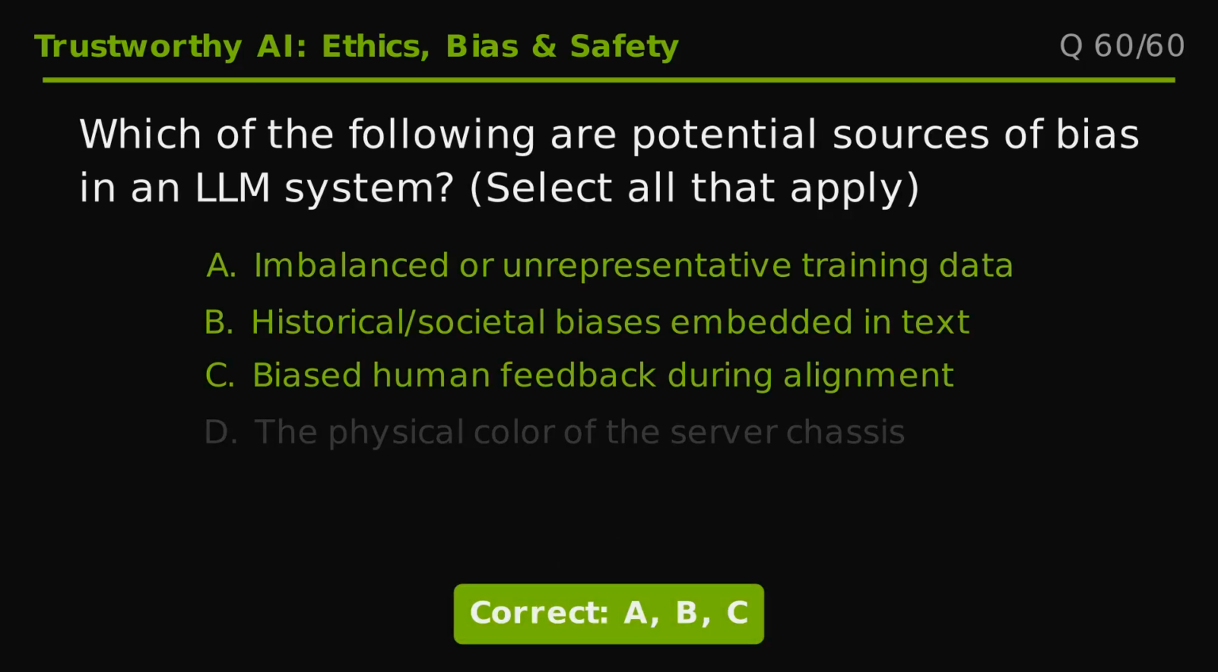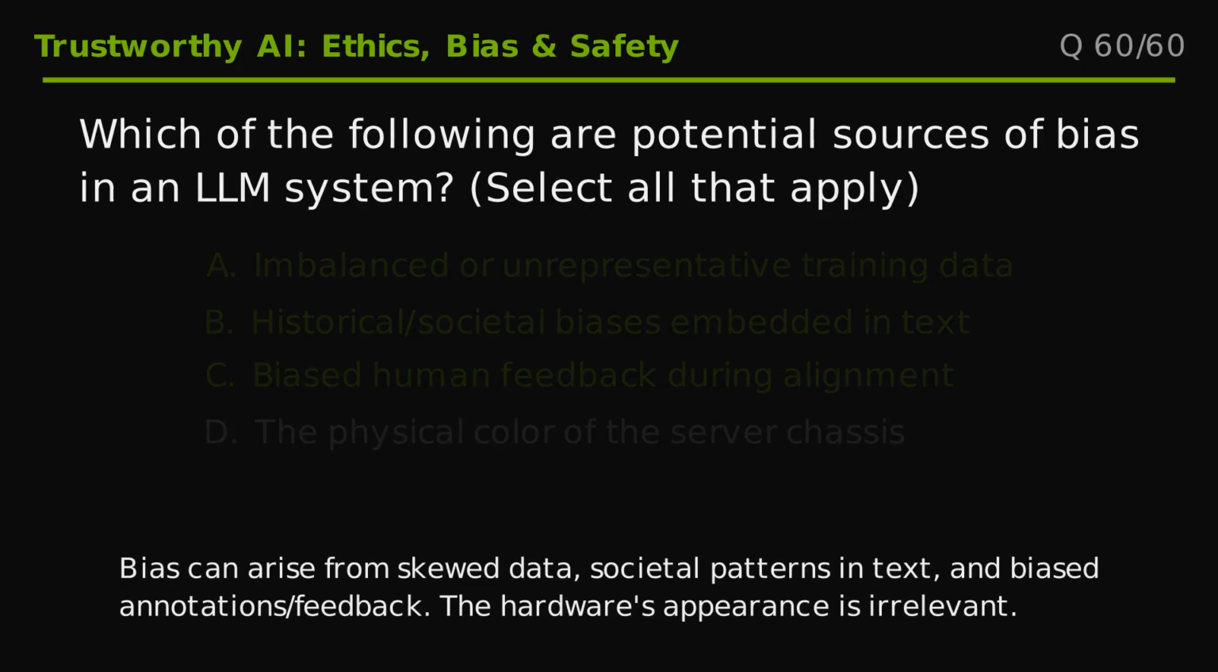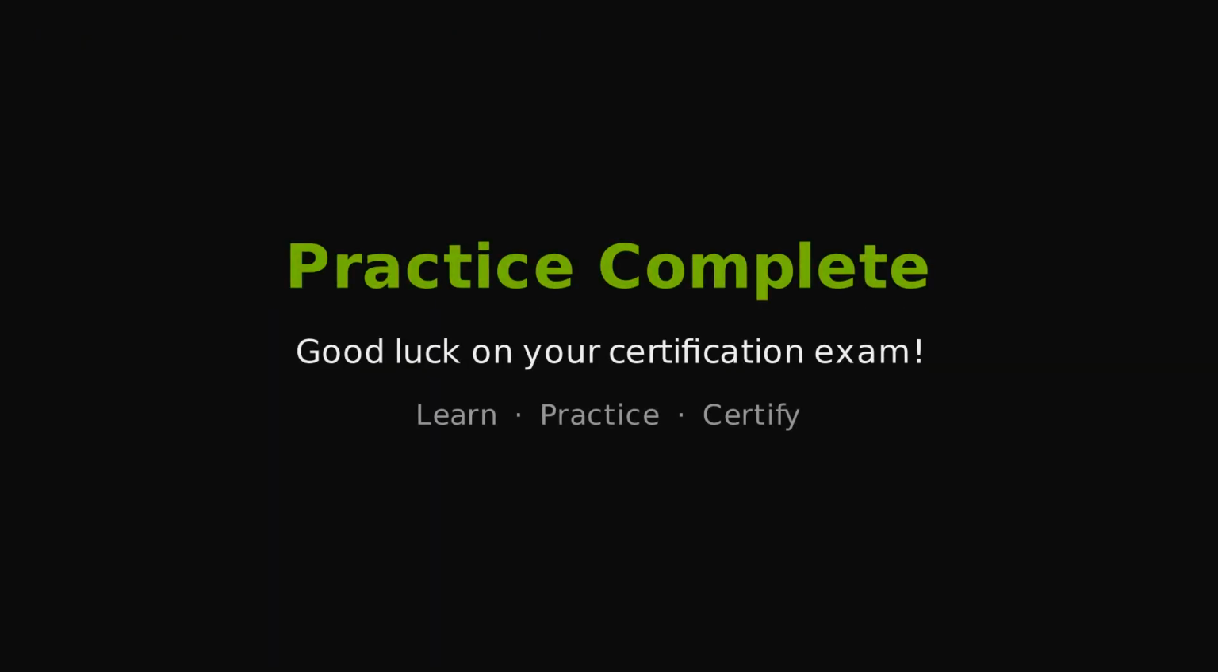The correct answers are A, B, and C. Bias can arise from skewed data, societal patterns in text, and biased annotations in feedback. The hardware's appearance is irrelevant. That completes the practice test. Review the explanations for any questions you missed, and good luck on your certification exam.